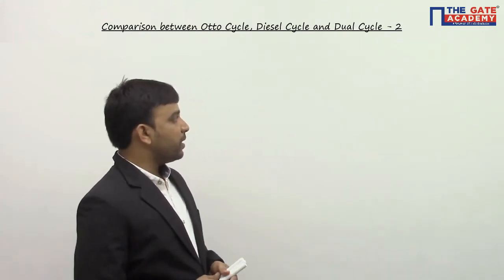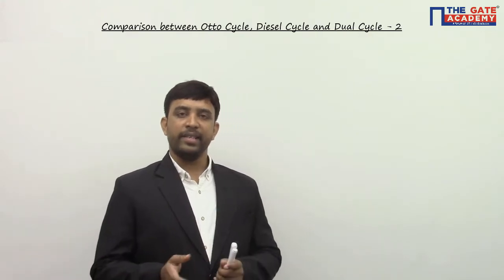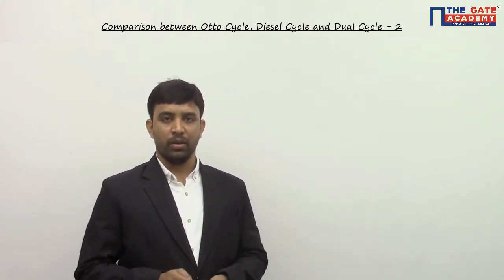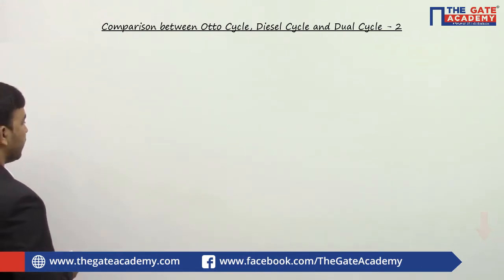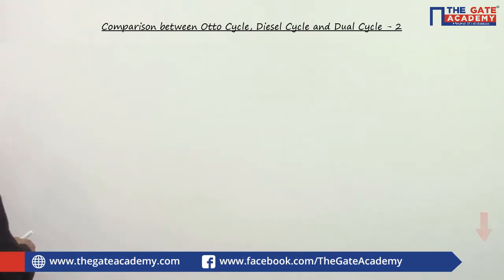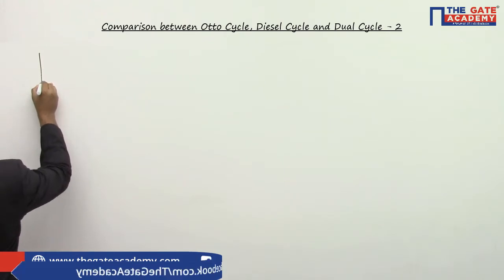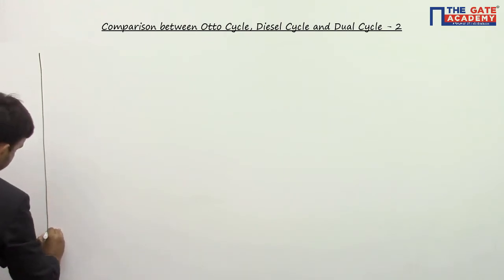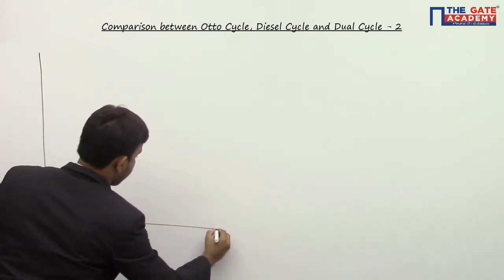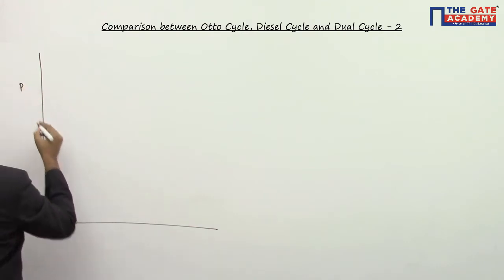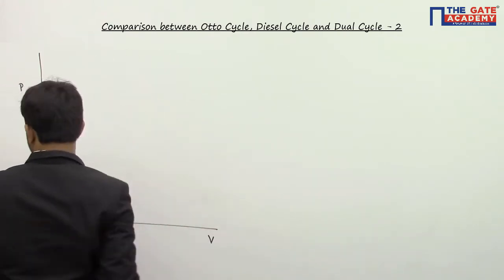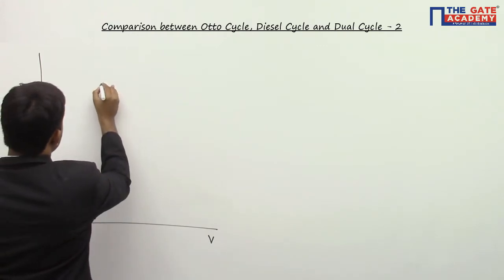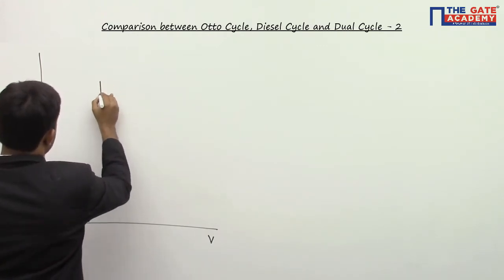So for these comparisons, I am drawing the three cycles in PV and TS coordinates. You can draw any cycle first. So first I am drawing Otto cycle. Otto cycle looks something like this.